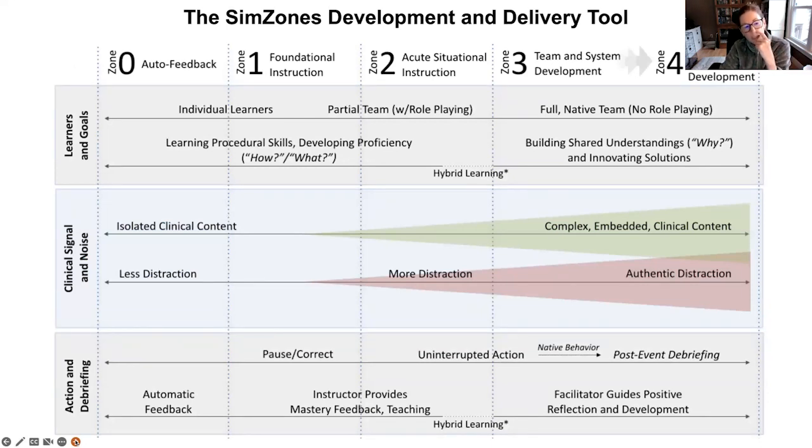So this is the original SIMZONES. And please, sing out if you have any questions, or if I say anything that makes no sense at all, or Jen, chime in anytime.